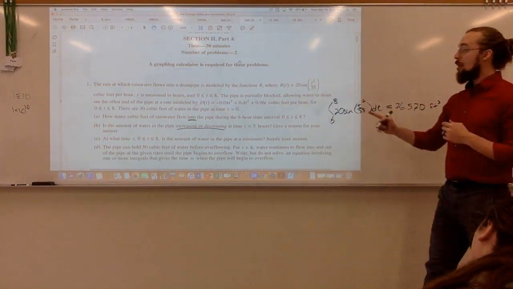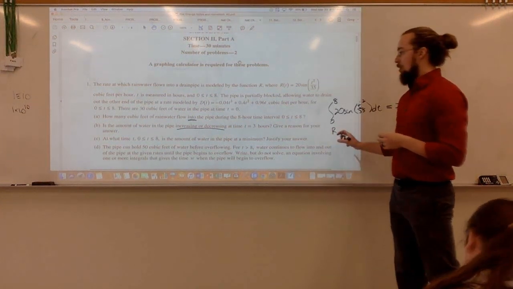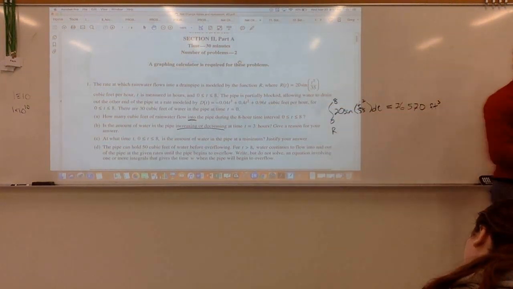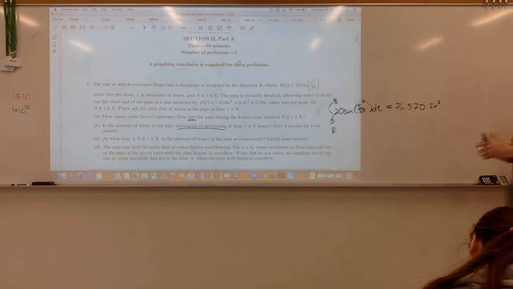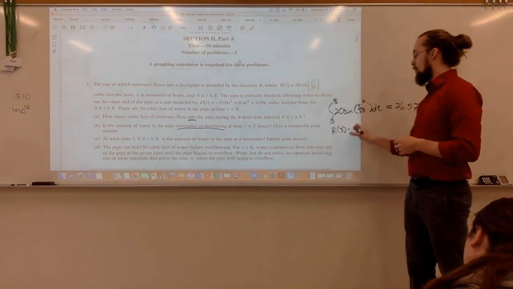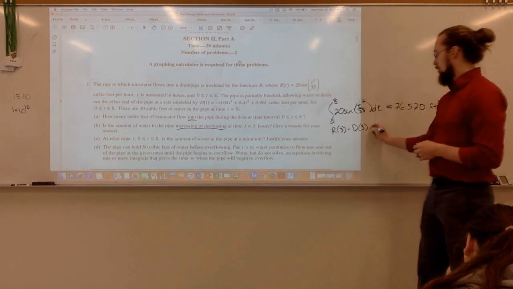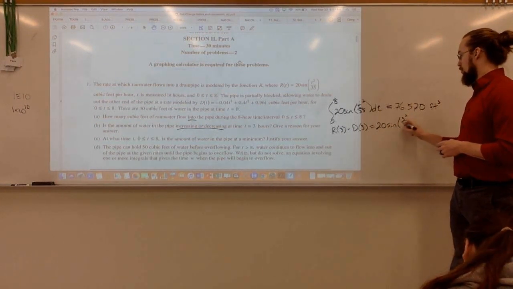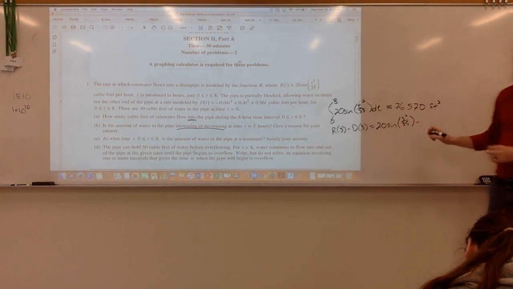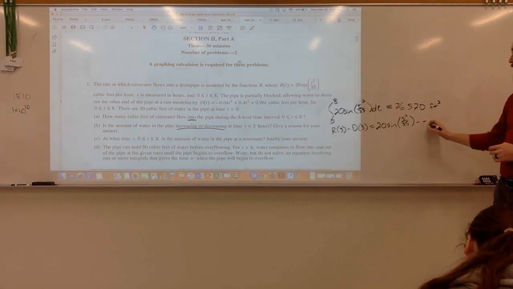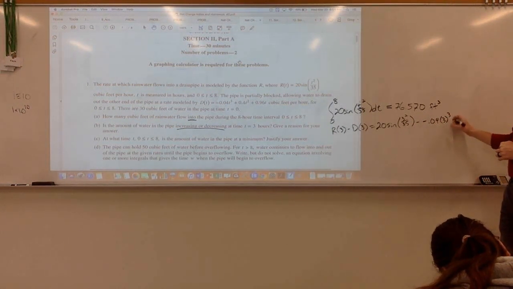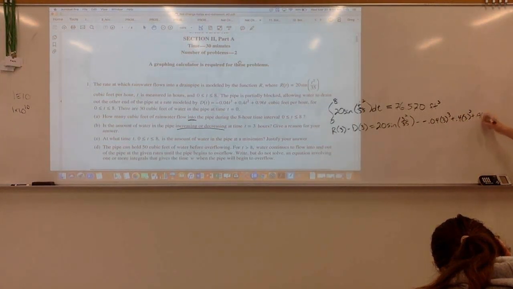So here, for part B, we would say, well, we actually want to see what R of 3 minus D of 3 is, the rate at which water is flowing in minus the rate at which water is flowing out. So R of 3 minus D of 3 would be 20 times the sine of 3 squared over 35 minus, we have negative 0.04 times 3 cubed plus 0.4 times 3 squared plus 0.96 times 3.